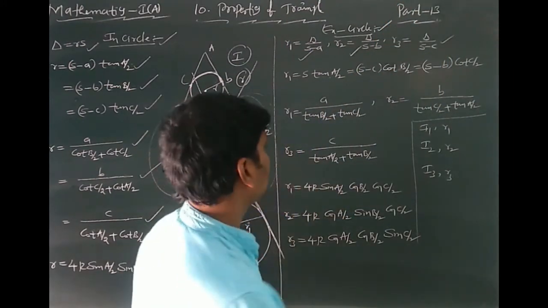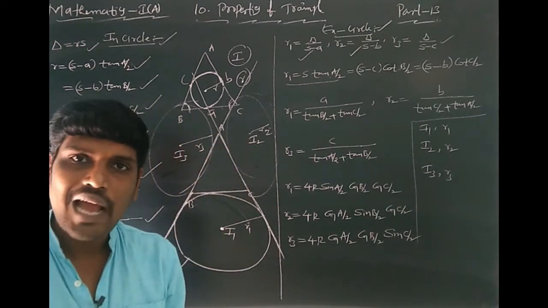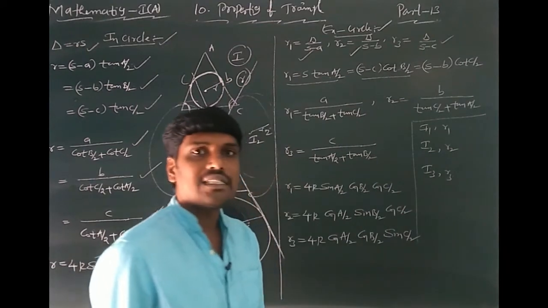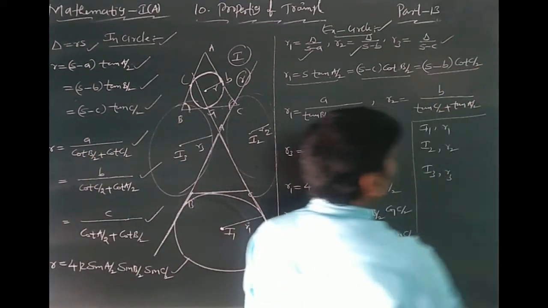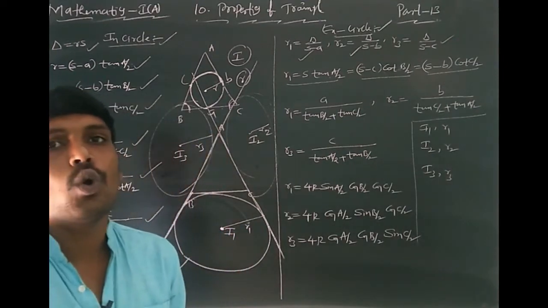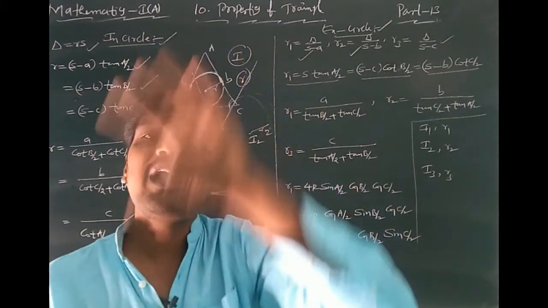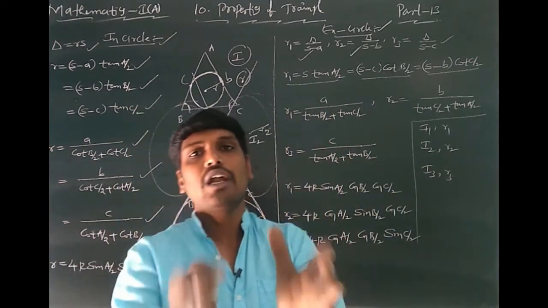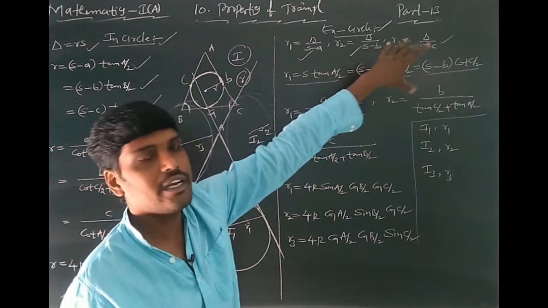Next formula is R1 is equal to S into tan A by 2. R1 equal to S minus C into cos B by 2. Similarly, R1 equal to S minus B into cos C by 2. These three formulas you can write by using the problem. Whichever formula is suitable, you can write that formula only. This is R1 totally dependent.